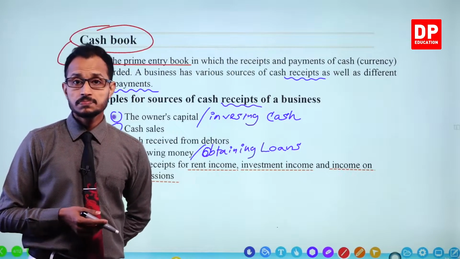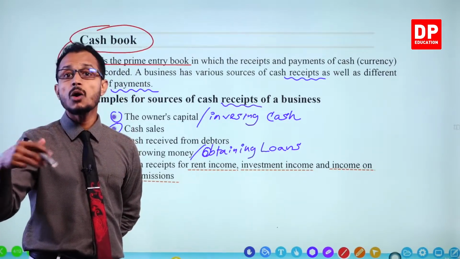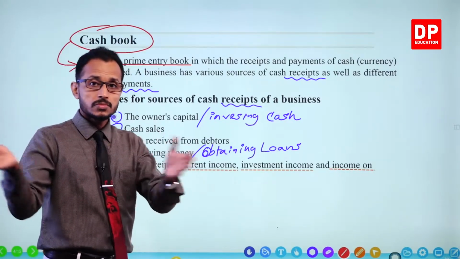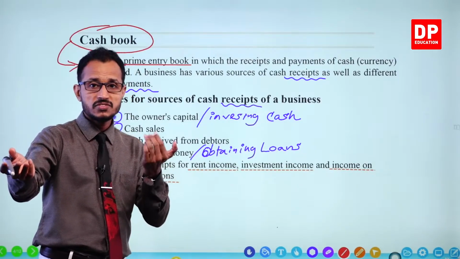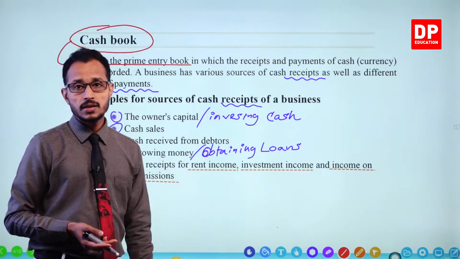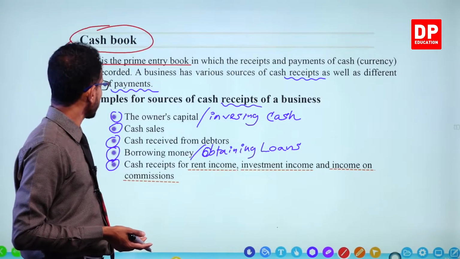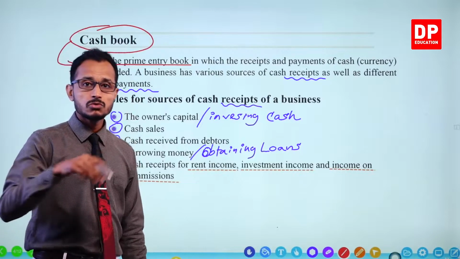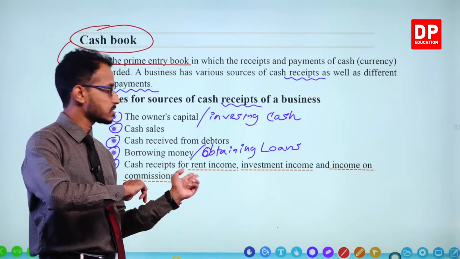Different incomes. When we have our own building, we can rent out that building to somebody, and we can receive a rent income. Likewise, different incomes are also generating cash inflows, cash coming into the business.